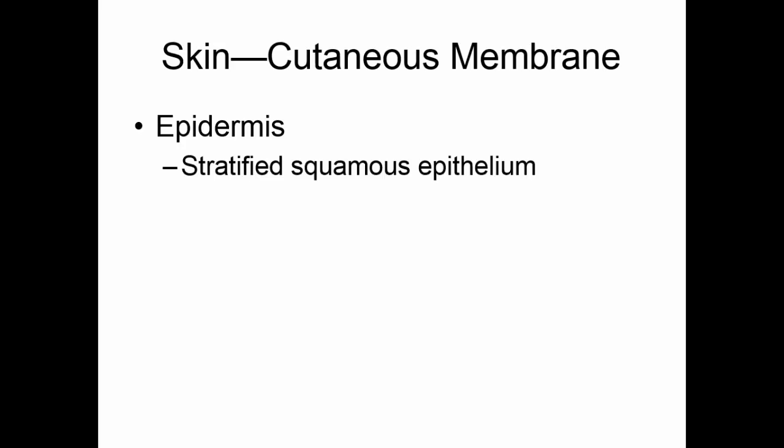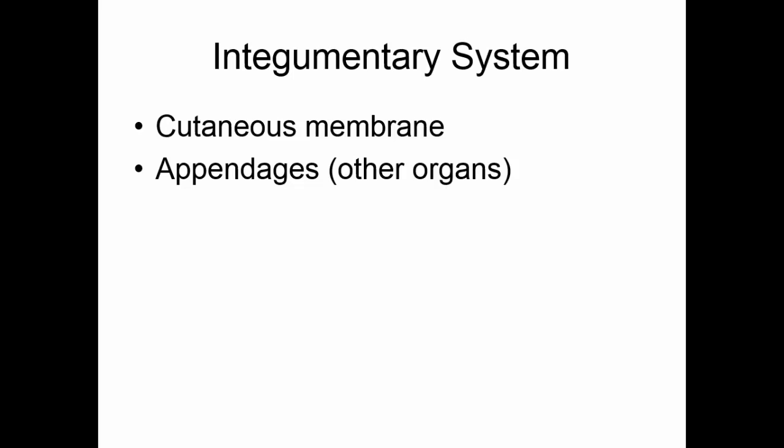Because this has to be made of two different tissue types, we have the epidermis, which is composed of stratified squamous epithelium, and the dermis, which is composed of connective tissue. The integumentary system is composed of the cutaneous membrane and then the appendages. These are the other organs of the integumentary system.